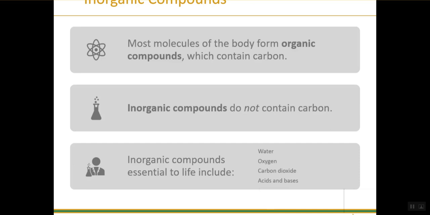Okay, an inorganic compound does not have carbon in it. Okay, that is what distinguishes an organic compound from an inorganic compound. Okay, most molecules of the body form organic compounds. Again, they contain carbon. Inorganic compounds do not contain any carbon. And again, some examples of inorganic compounds are water, oxygen, carbon dioxide, and various acids and bases.